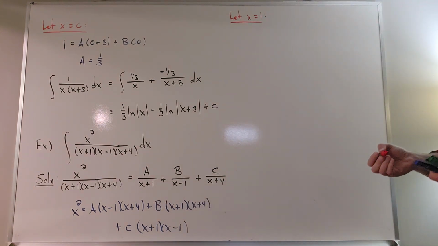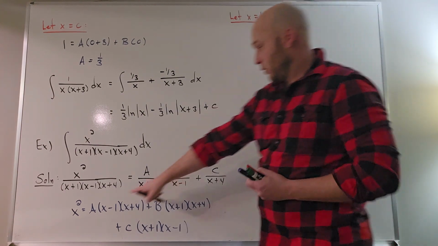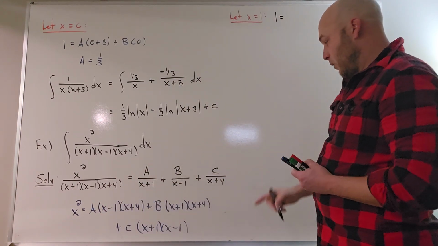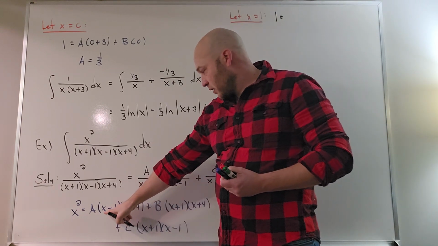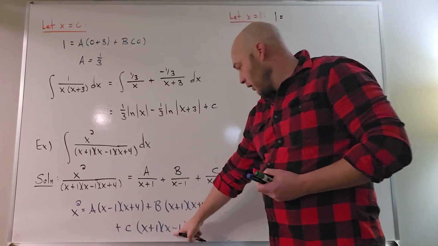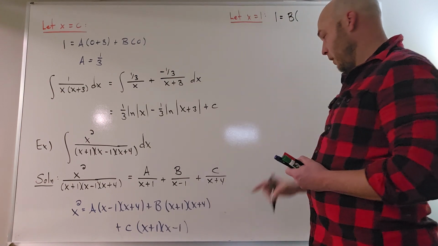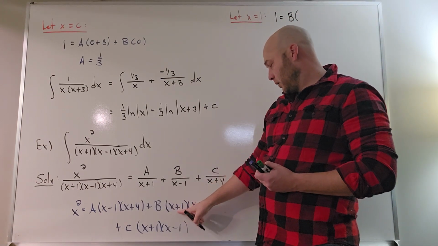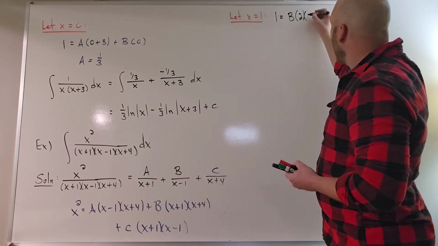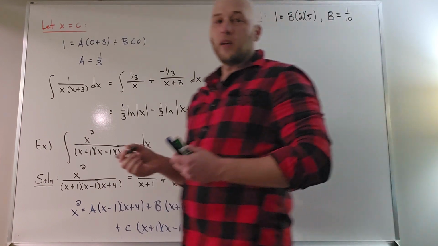Plug it into both sides of the equation, in other words, everywhere where you see an x, and we would get 1 squared, meaning 1, is equal to, well, if I plug in x equal to 1, that's going to make this 0, so therefore the whole term is 0. If I plug in 1 here, that's going to make that whole term 0. Therefore, that would be b times 1 plus 1, which is 2, times 1 plus 4, which is 5. Therefore, the b value is 1/10.